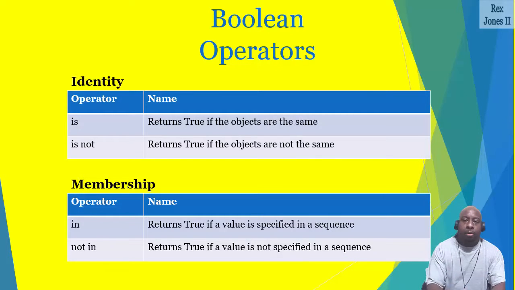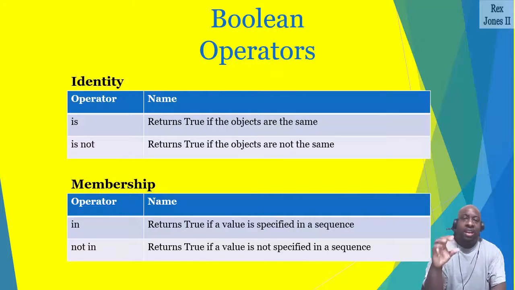An identity operator is used to compare two objects, and the membership operator is used to test whether a value is found in a sequence. We see identity has is and is not. Is returns true if the objects are the same, while is not returns true if the objects are not the same. The membership operators are in and not in.